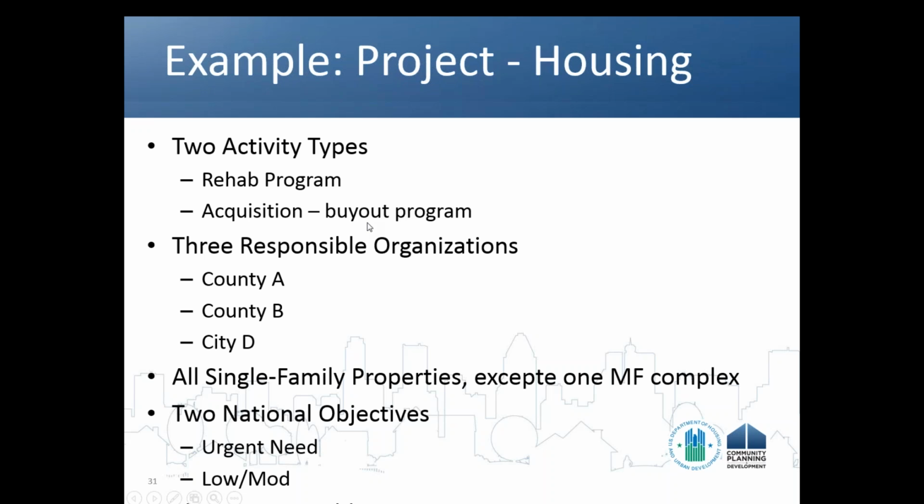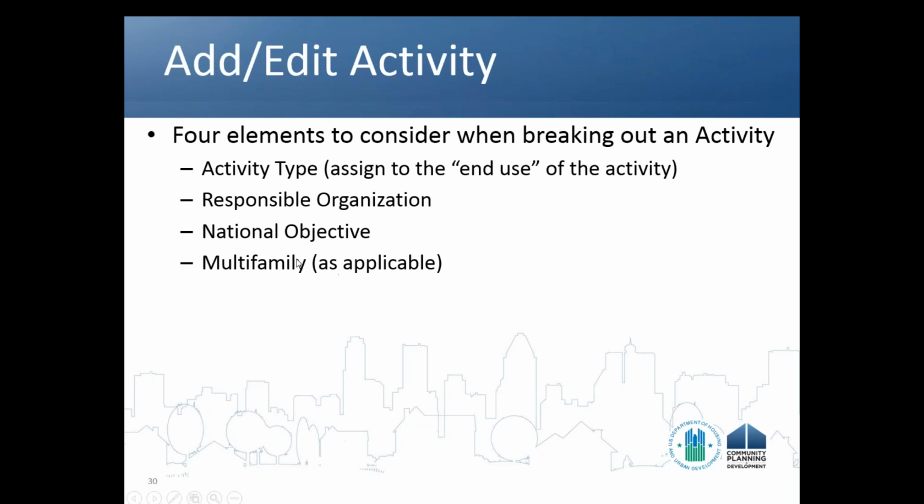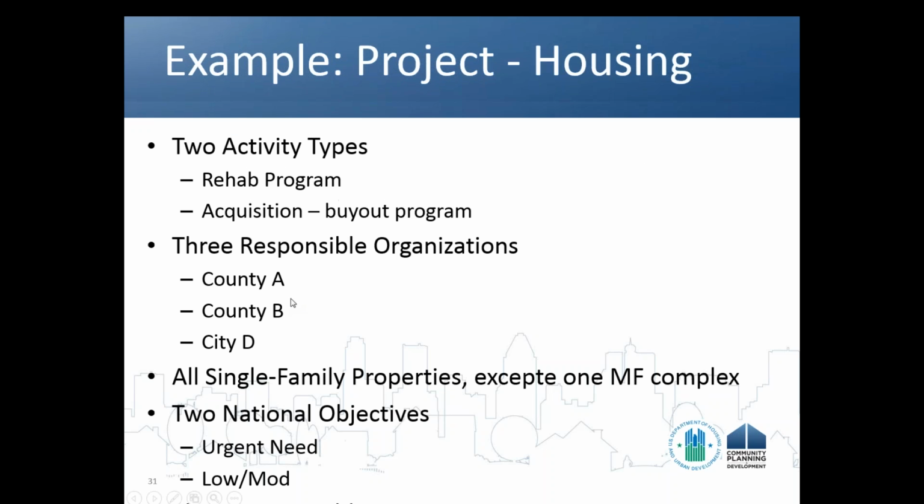So you might say, Janine, I only have to do two activities in DRGR, done. Not the case. You have to remember, you have to go back up here. There are four elements you've got to consider. So, two activity types. Now there are going to be three different responsible organizations that are going to be responsible for the rehab and acquisition.